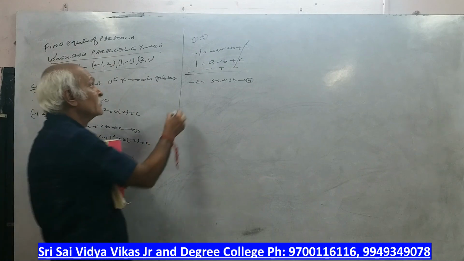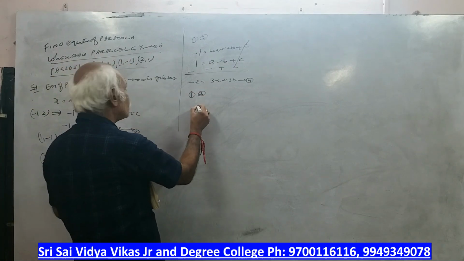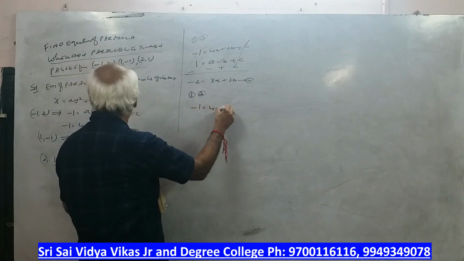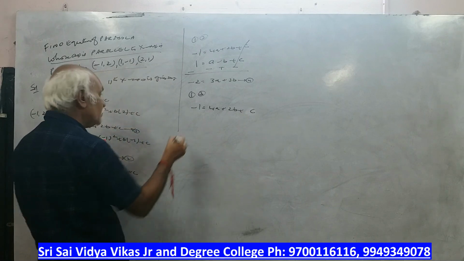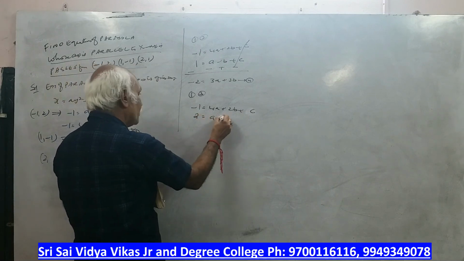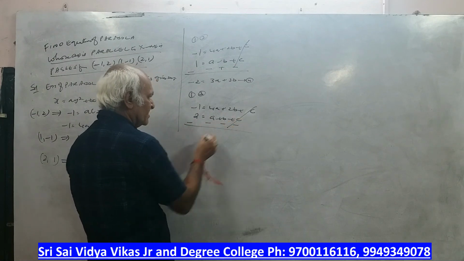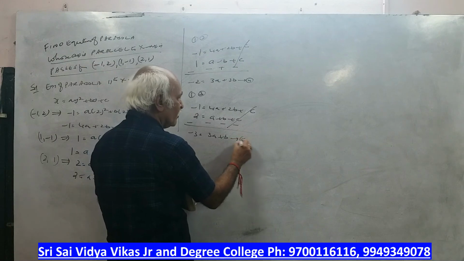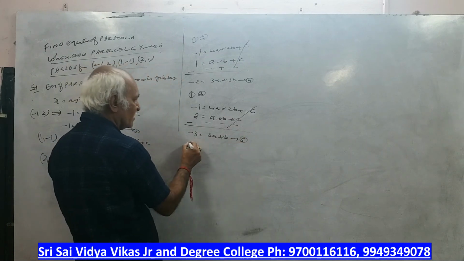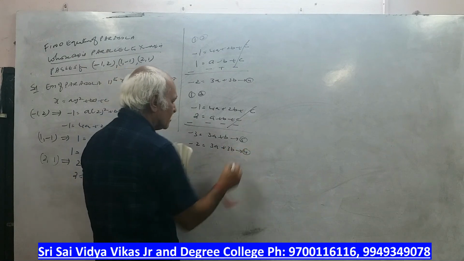Okay. Then consider 1 and 3. What is the 1 and 3? Plus c. And what is the third equation? 2 is equal to a plus b plus c. Subtract. Minus, minus, minus, minus. Cancel. So minus 3 is equal to 3a plus b. Fifth equation. Right below the fourth equation. Okay.